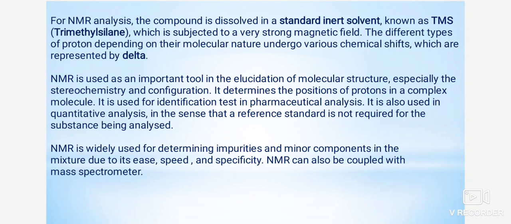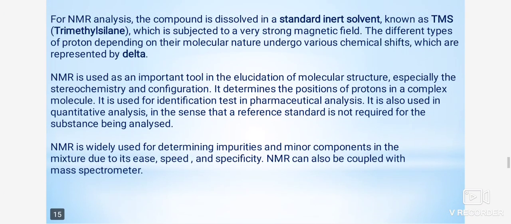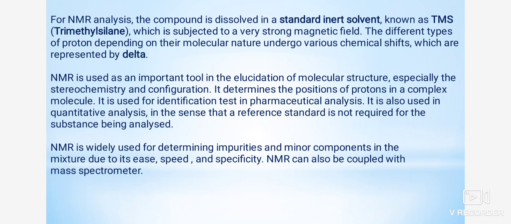NMR is widely used for determining impurities and minor components in the mixture due to its ease, speed and specificity. So NMR can also be coupled with a mass spectrometer. These are all about NMR spectroscopy.